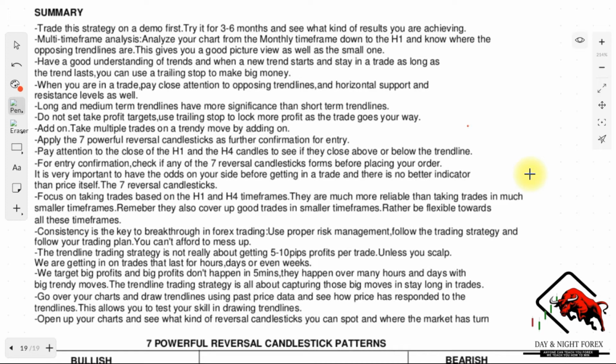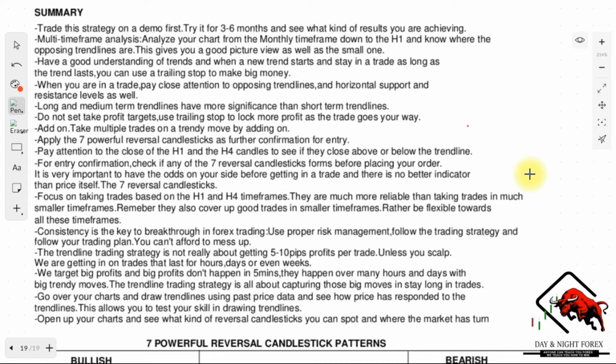So when you're in a trade, pay close attention to opposing trend lines and horizontal support and resistance levels as well. So these are very key. These are the points where we want to exit our trades or start to take new trades, right, in the opposite directions. Long and medium term trends have more significance than short term trend lines, as we have shown you.